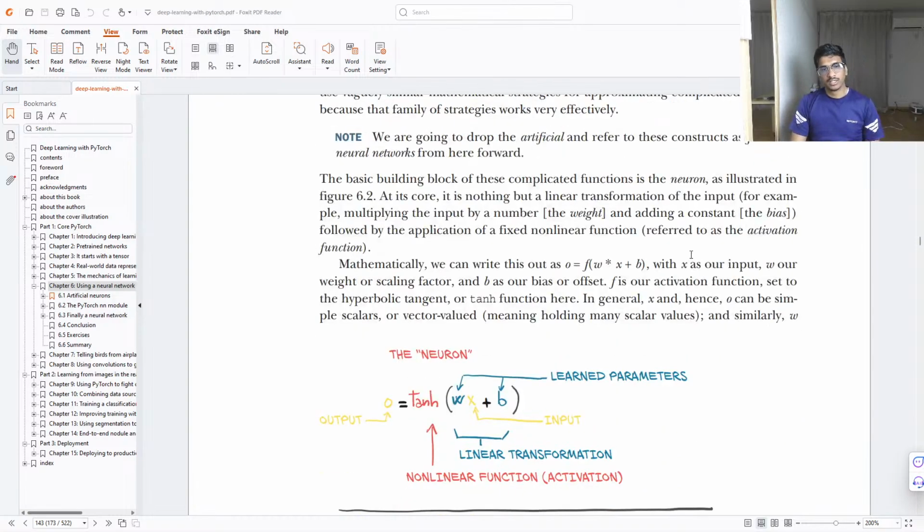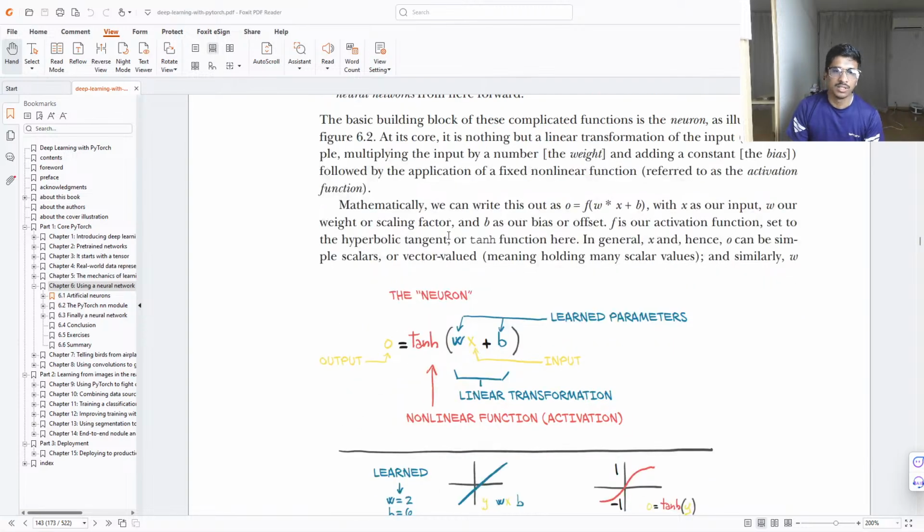Okay, the building block of this complicated function is a neuron, as illustrated in figure 6.2. At its core, it is nothing but a linear transformation of the input, for example multiplying the input by a number, the weight, and adding a constant, the bias, followed by the application of a fixed nonlinear function referred to as the activation function.